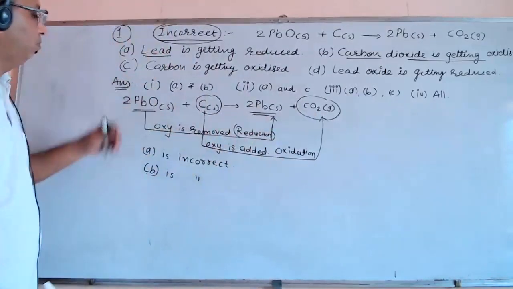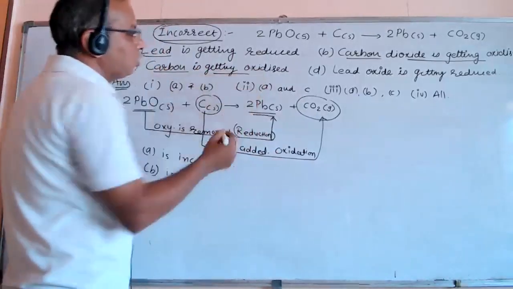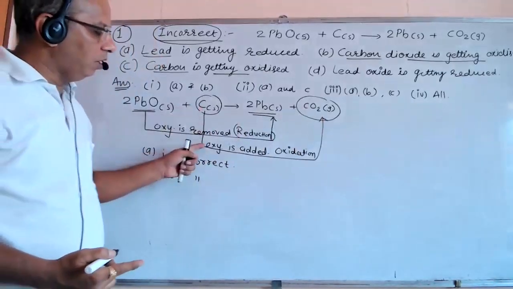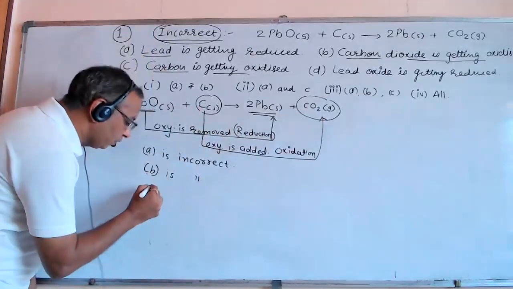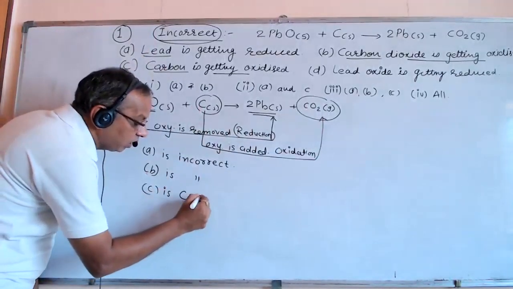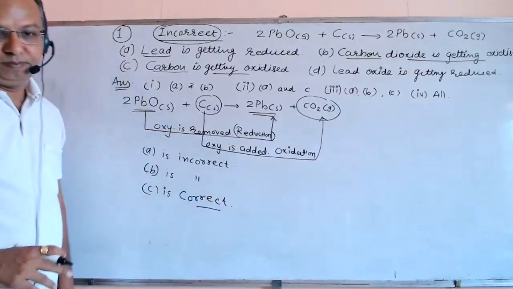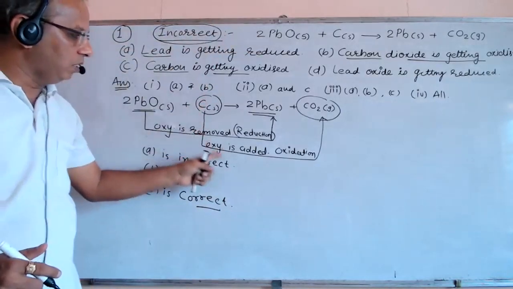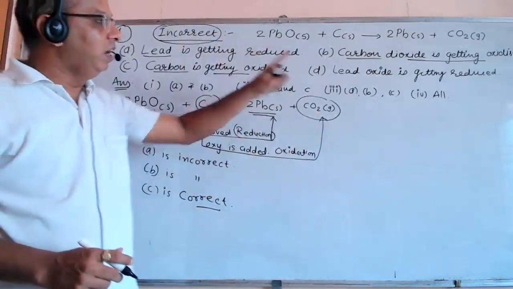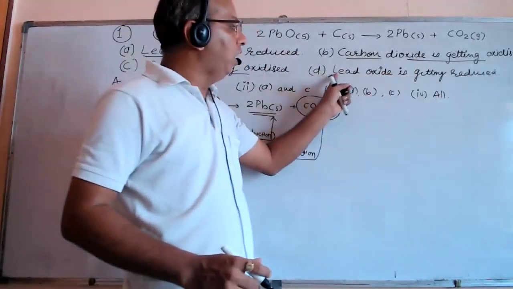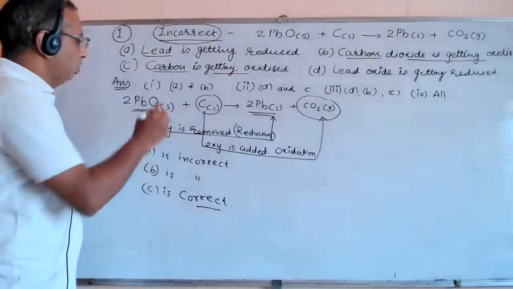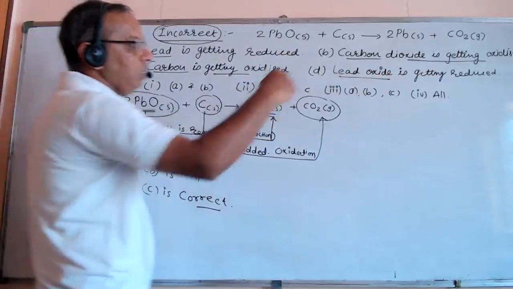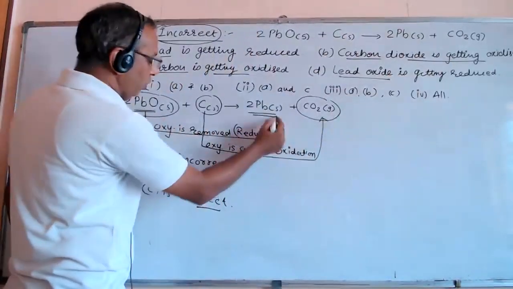Okay, this is B. Now C: carbon is oxidized. Friends, carbon is oxidized. Yes, because in carbon, oxygen is added. So C is the correct statement. Carbon is oxidized to carbon dioxide. Fourth is lead oxide is reduced. Yes, lead oxide is reduced.